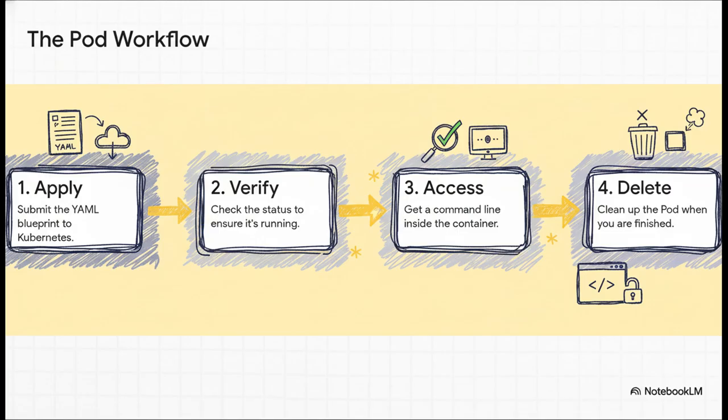Next, you'll want to check on it, right? So you run kubectl get pods to verify that it's up and running. If you need to poke around inside, you can use kubectl exec to get a command prompt right inside one of the containers. And then, when you're all done with it, kubectl delete just cleans everything up for you. Apply, verify, access, delete. That's the basic loop.